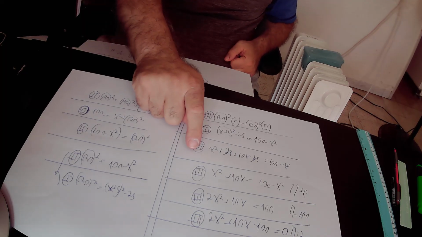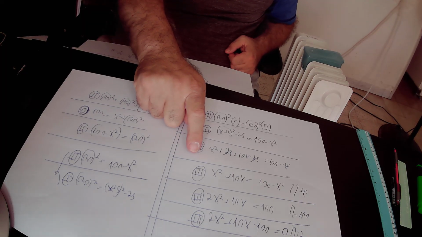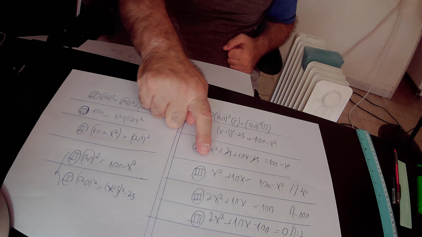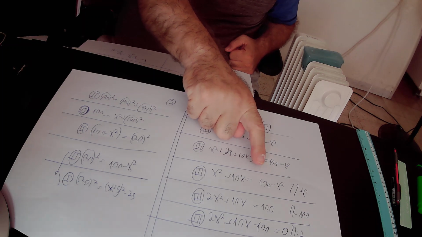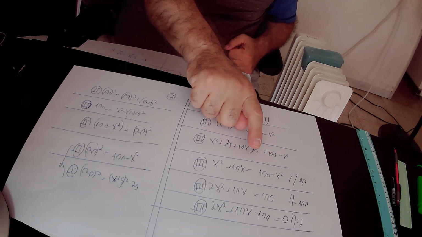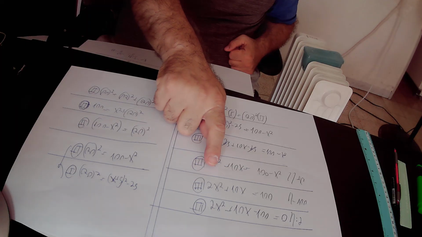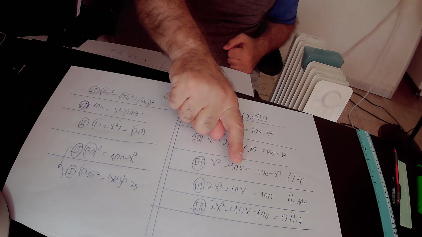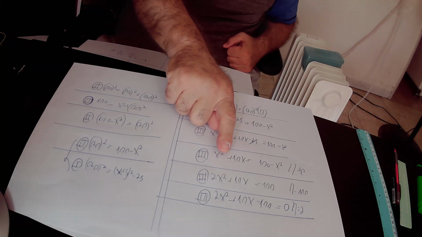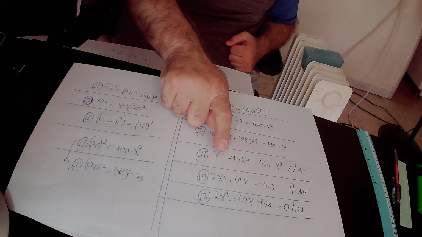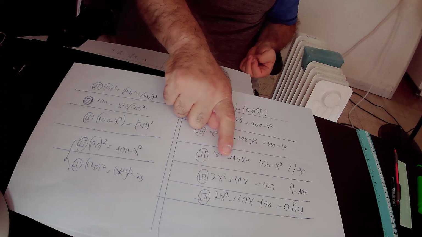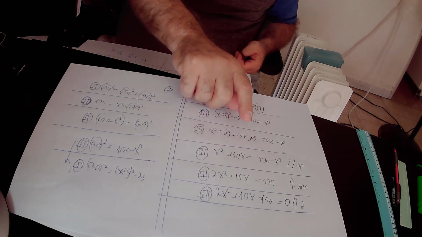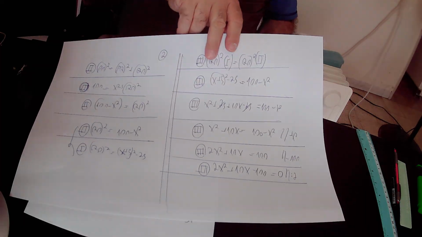Here we added x squared to equation 3, and we found out that x squared plus x squared is 2x squared plus 10x equals 100; 100 minus x squared plus x squared is 0. So according to equation 3, 2x squared plus 10x equals 100. Here we subtracted 100, and we found out that 2x squared plus 10x minus 100 equals 0. Here we divided this equation by 2, and we found out that 2x squared over 2 is x squared, 10x over 2 is 5x, minus 100 over 2 is minus 50, equals 0 over 2 is 0.